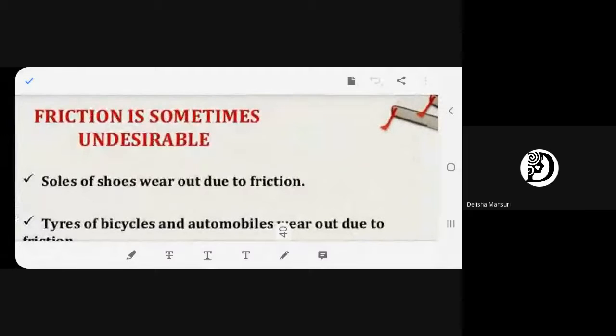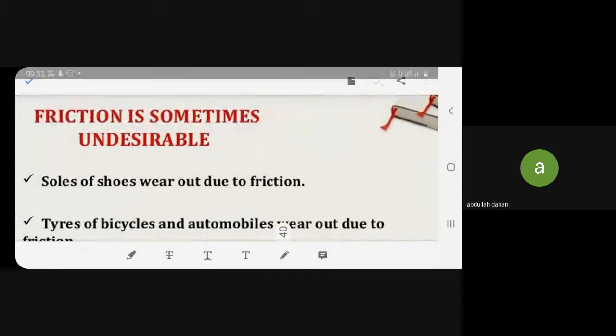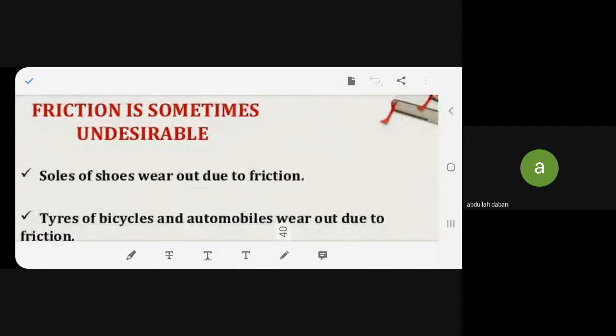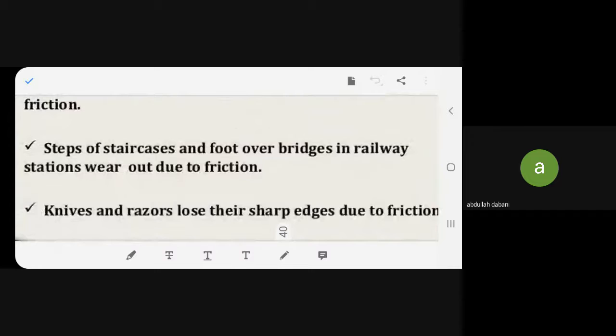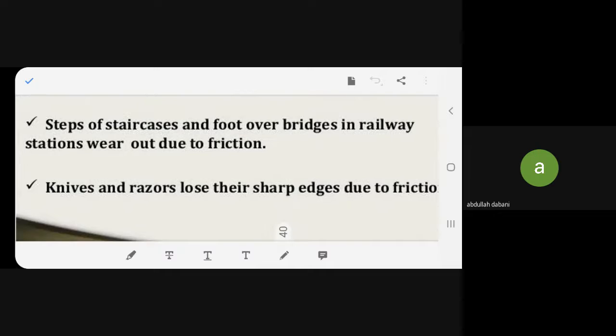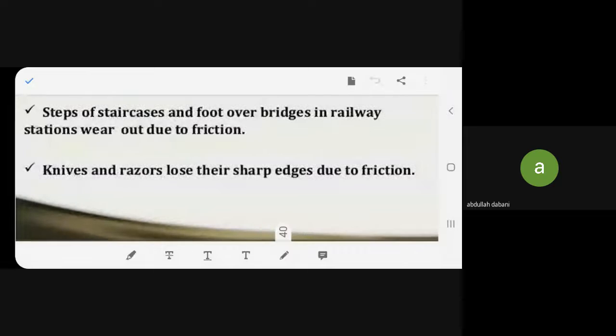Please read. Friction is sometimes undesirable. Soles of shoes wear out due to friction. Tires of bicycles and automobiles wear out due to friction. Steps of staircases and foot over bridges in railway stations wear out due to friction. Knives and razors lose their sharp edges due to friction.